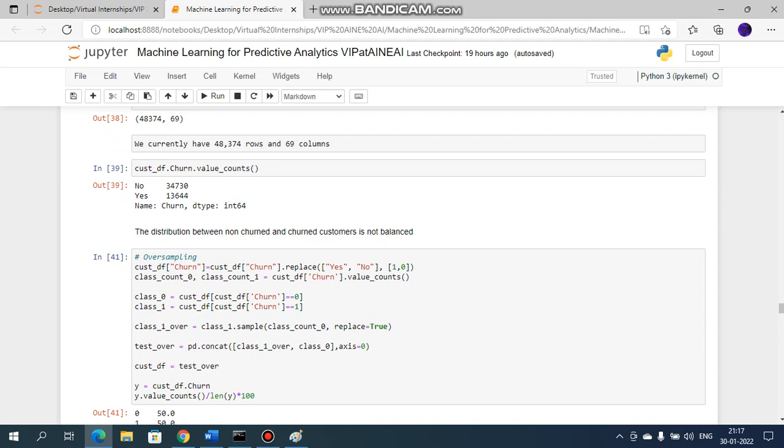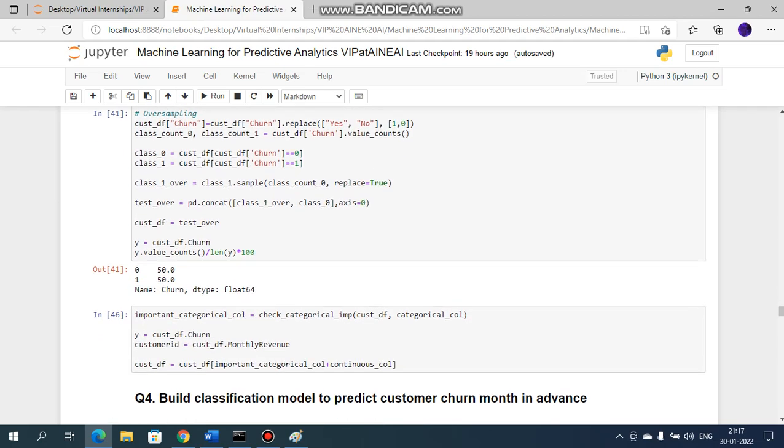In this code, we use oversampling to tackle this problem. Since we have a lower number of customers where churn is yes, we will simply repeat these data points until there are 34,730 rows for churned customers as well. After doing this, we can see that the data is now balanced.